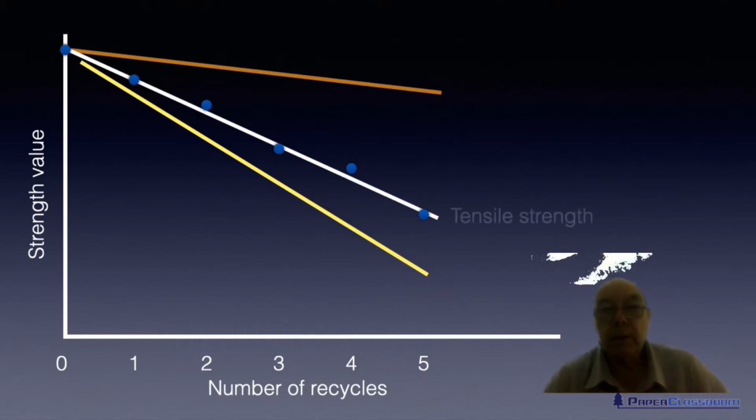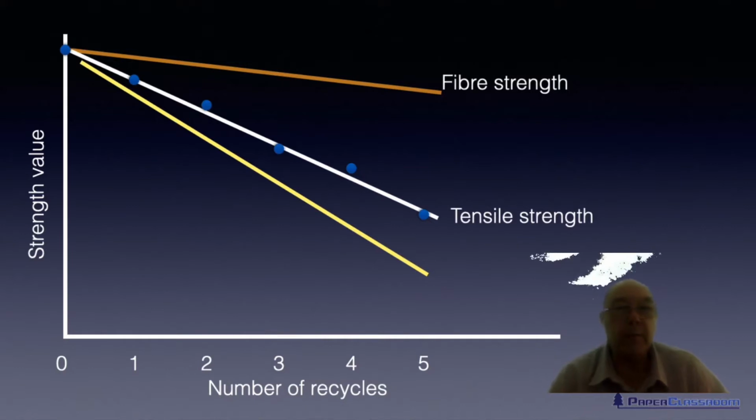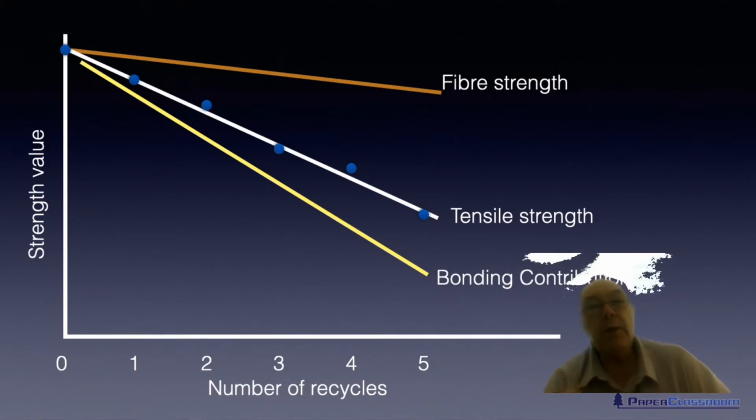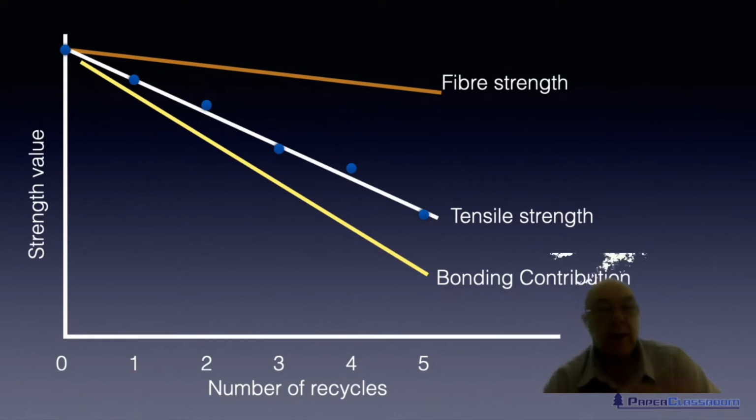So there's your tensile strength, goes down with number of recycles. There's your fibre strength, very little going down. And there's your bonding contribution. So this is where he came up with a theory that the bonds between the fibres must be reducing. Why are the number of bonds reducing? Because there is less contact area. Why is there less contact area? Because the fibres are stiffer. And this is where he came up with the term hornification, fibre stiffening.